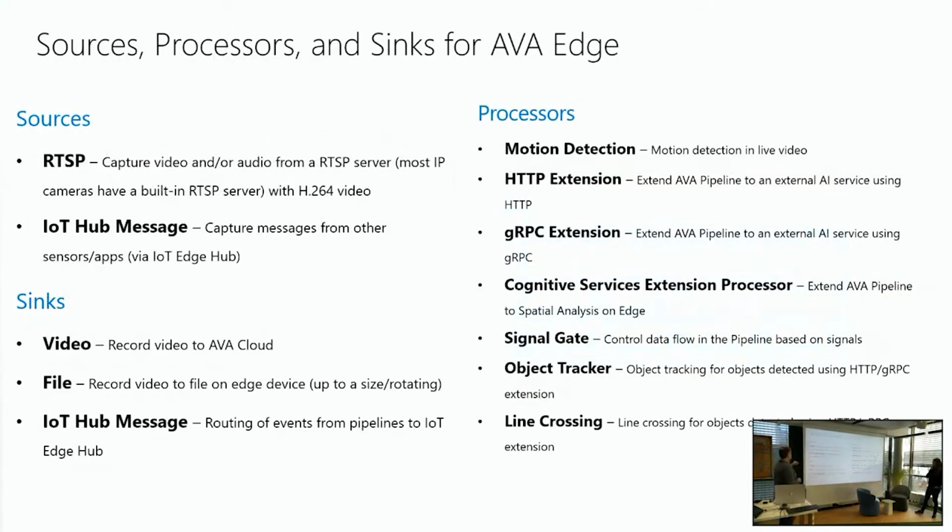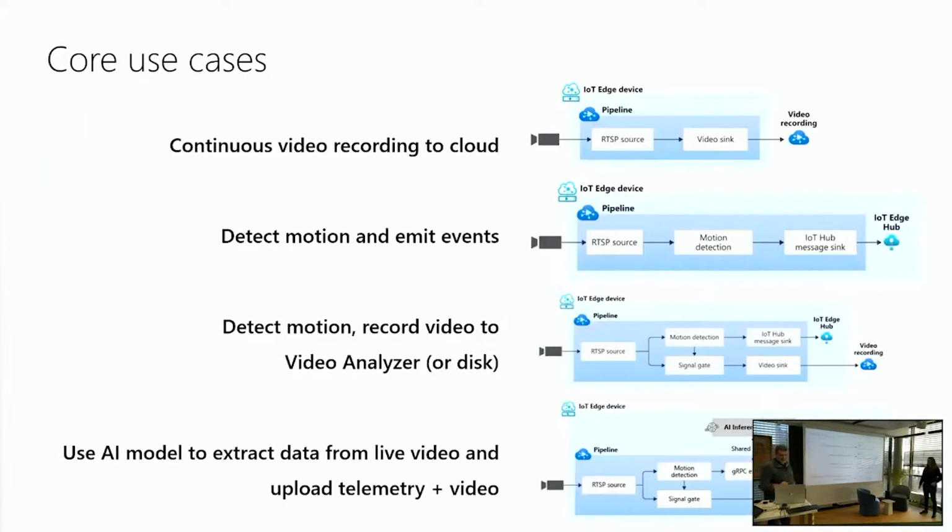Okay, and there's a list here. So the key source is RTSP, key destinations are either upload the video or store the video locally, and on the right side, different things that you can plug in for processing. I think this makes it a bit more real.